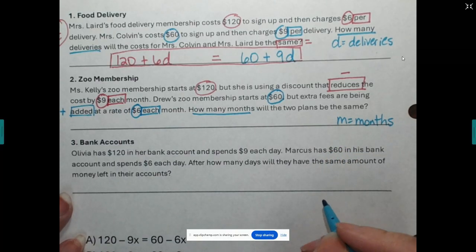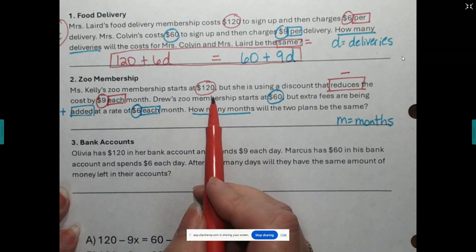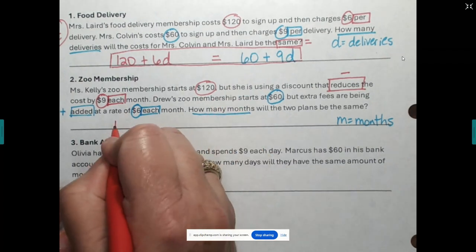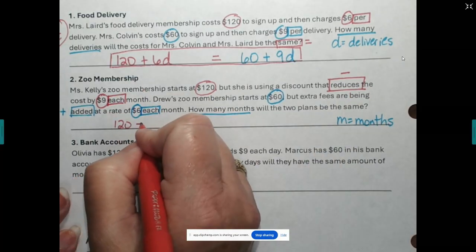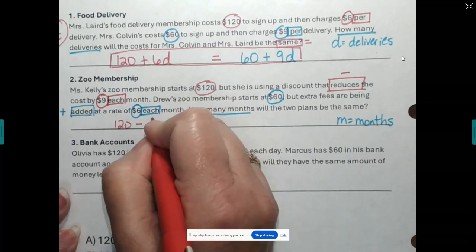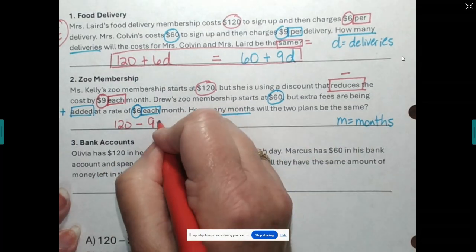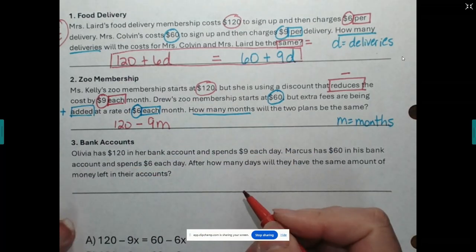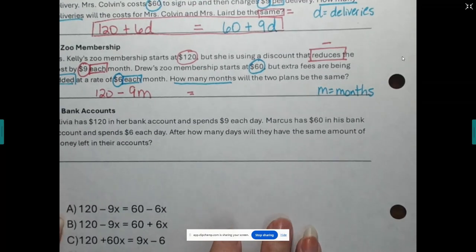All right, so now we're going to get this equation built. I'm going to start with the red. It says 120 reduces, so that's a subtraction, $9 each. It tells me that that 9 is attached to my variable. In this case, I chose to use an M. Could I use any variable? Of course. And down here, we used X's all the time.